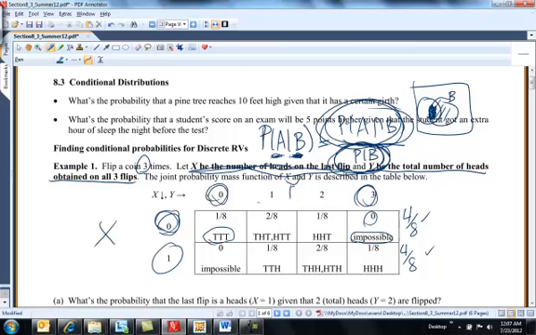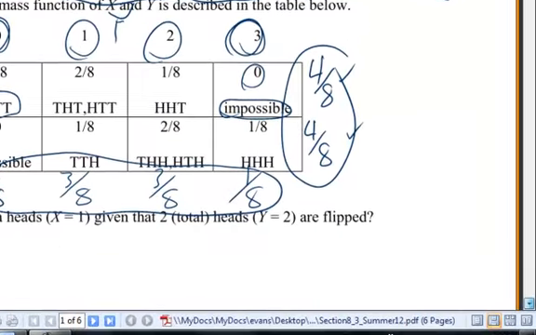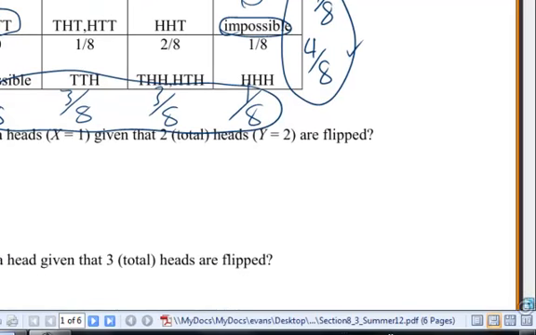In 3 flips, what's the total number of heads? You could have 0, 1, 2, or 3. 0 heads is 1/8. That's tail, tail, tail. 3 heads is head, head, head. And then these combined in the center are 3/8 and 3/8. And again, here's your marginal for Y's and your marginal for X's. And so now I want to start answering some conditional problems. I wish I could save that picture on all these questions.